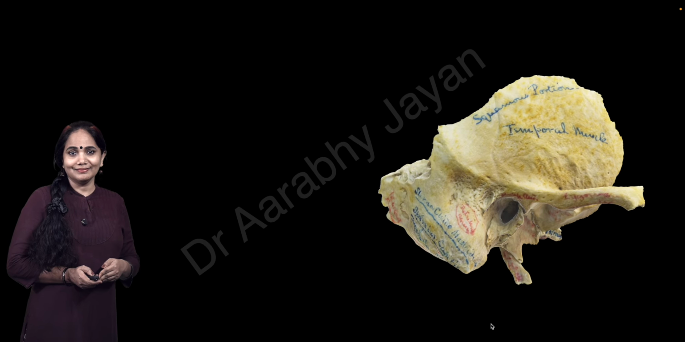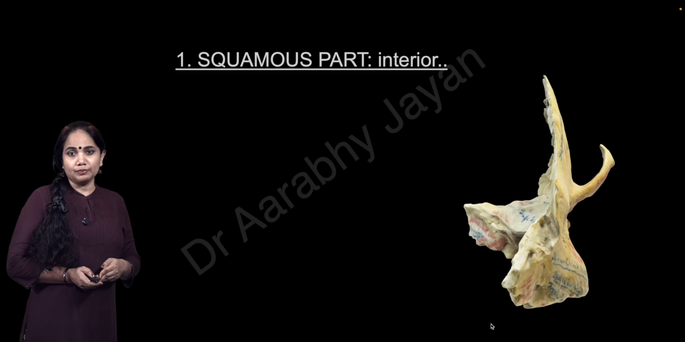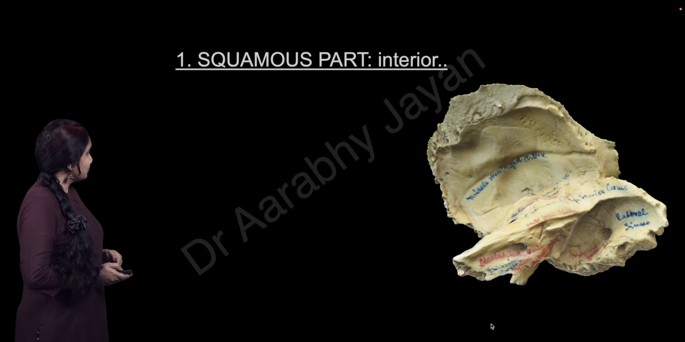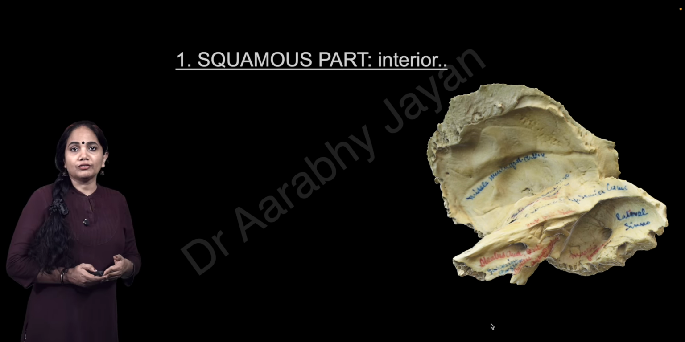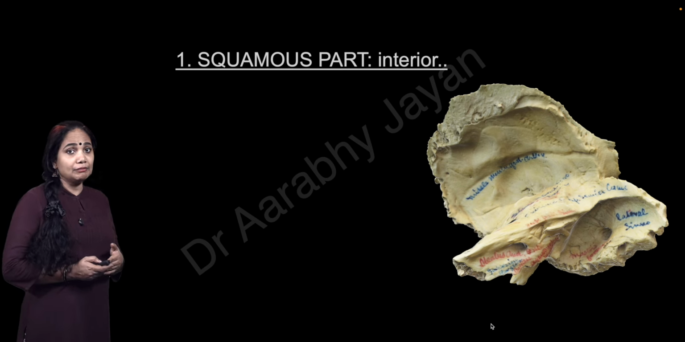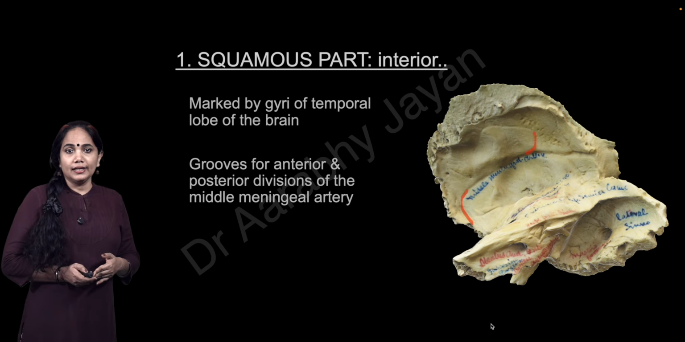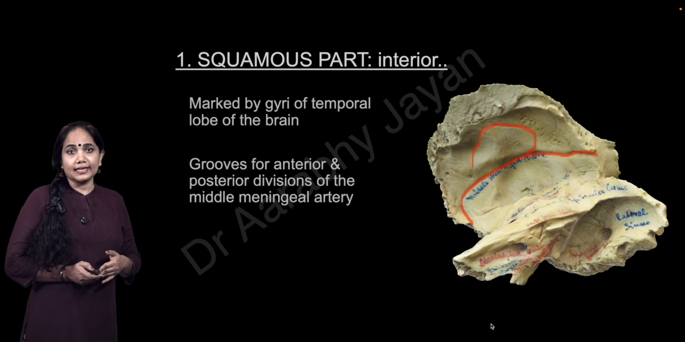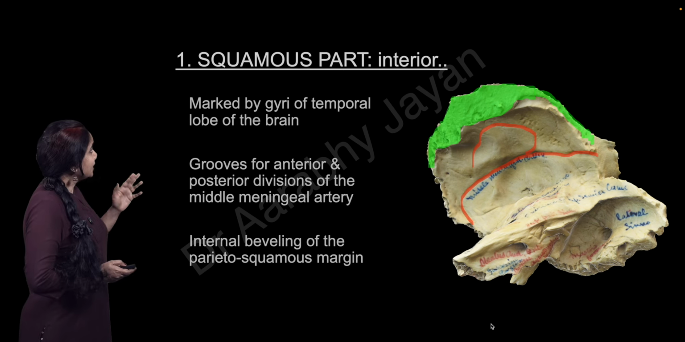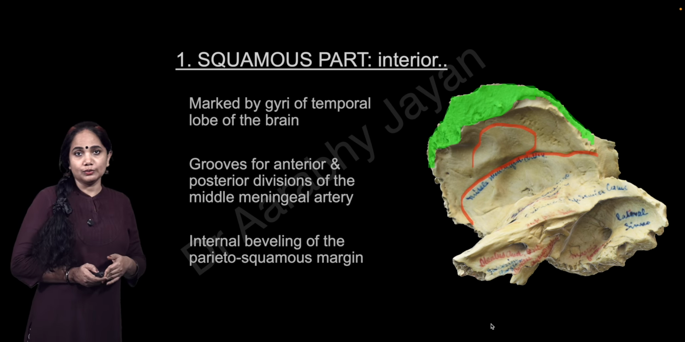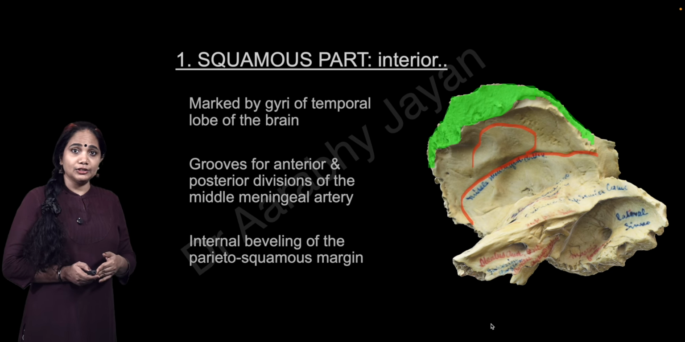Let's move on and see the interior of the squamous part. The squamous part of the temporal bone interiorly is seen to bear the impressions of the temporal lobe. The gyri leave impressions on the interior of the squamous part. Plus, it is marked by the groove for the anterior and posterior divisions of the middle meningeal artery. And there is also an internal beveling of the squamous bone caused by its attachment to the parietal.